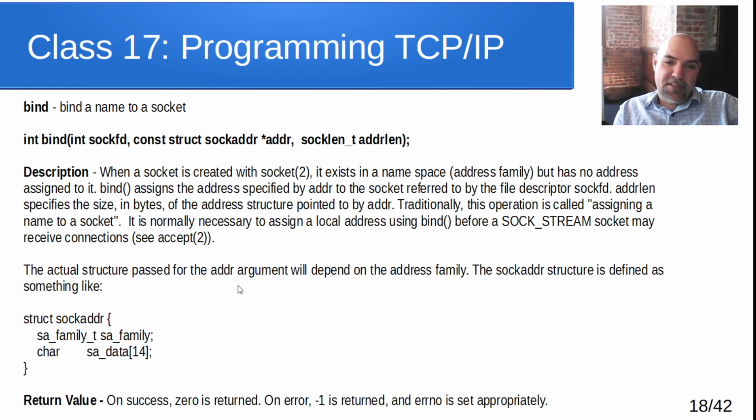The actual structure passed to the ADDR argument will depend on the address family. It's defined something like this. So it has the family, and then it has 14 bytes of data. And that's why we were using that struct sockaddr_in. And so this is the generic version. It always has a family as the first 2 bytes, and then after that, it has the actual data. And like the other functions, the bind function on error returns a -1, and on success, it returns a 0 in this case. So we'll come back to that in a little bit.